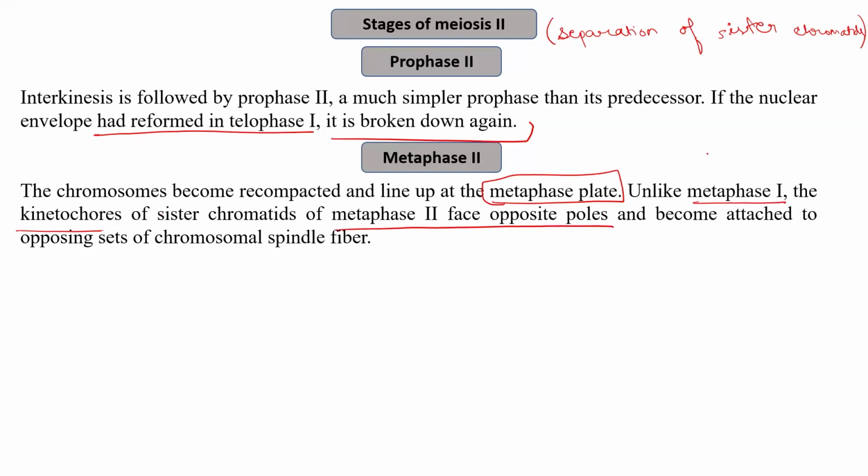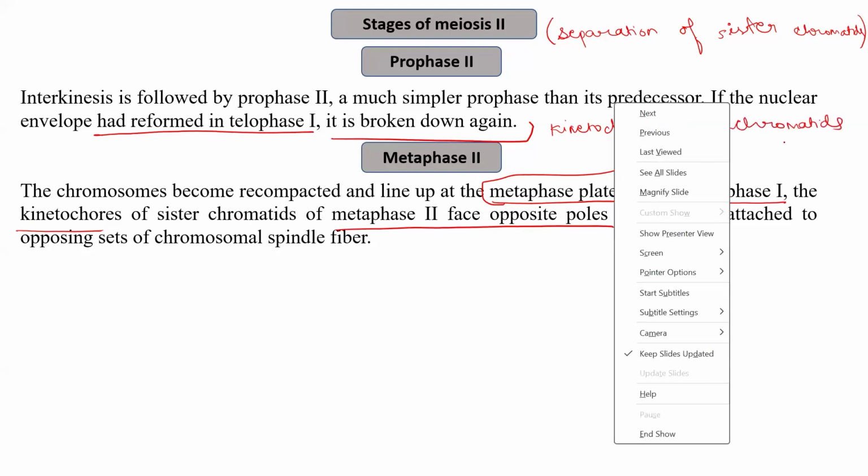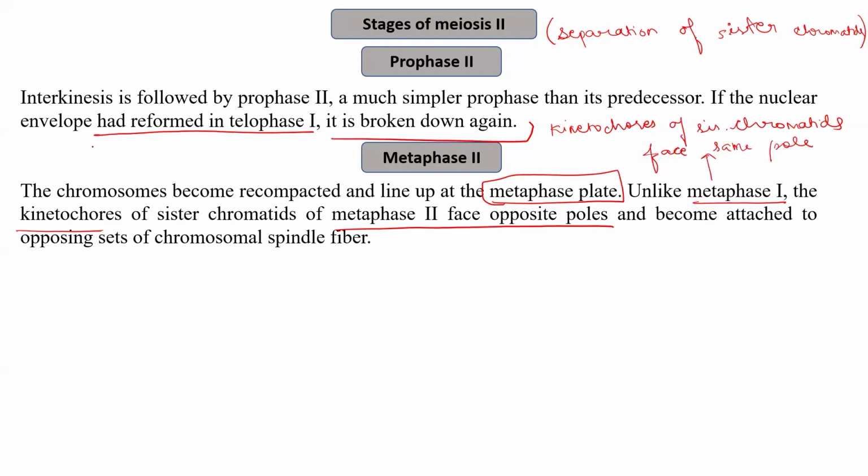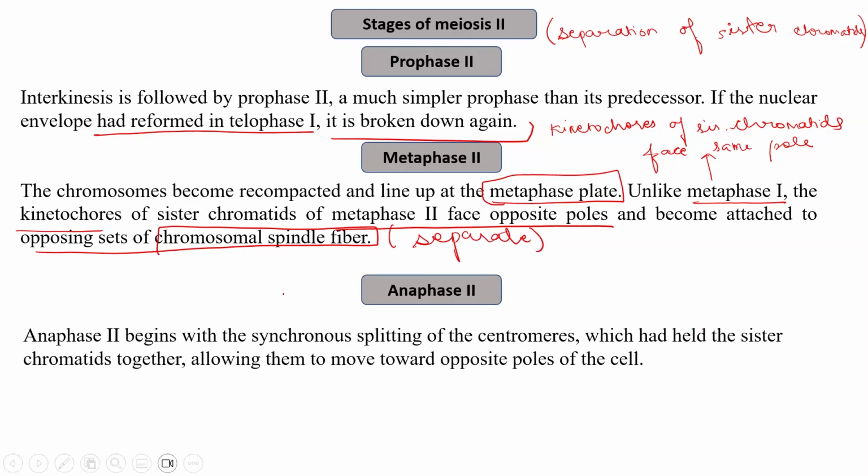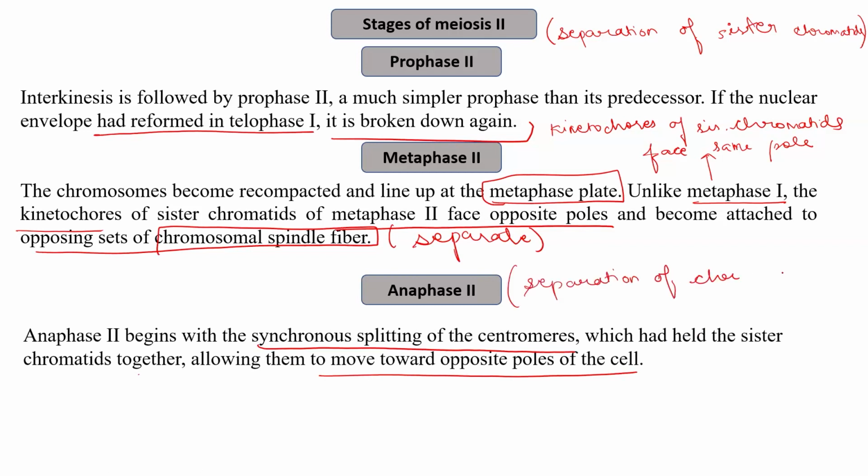So in metaphase 1, we know the kinetochores of sister chromatids face the same pole. But in metaphase 2, the kinetochores of sister chromatids face the opposite poles and become attached to the opposing sides of the spindle fibers, therefore preparing to separate the sister chromatids. Anaphase 2 begins with the synchronous splitting of the centromeres, which had held the sister chromatids together, allowing them to move towards the opposite poles. So basically, the sister chromatids that were earlier together get separated.